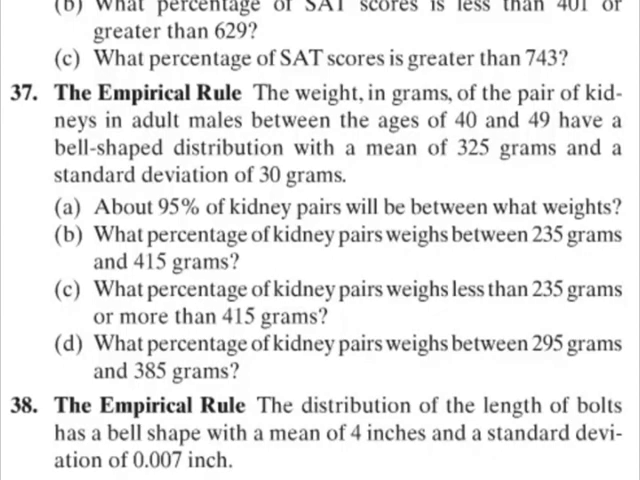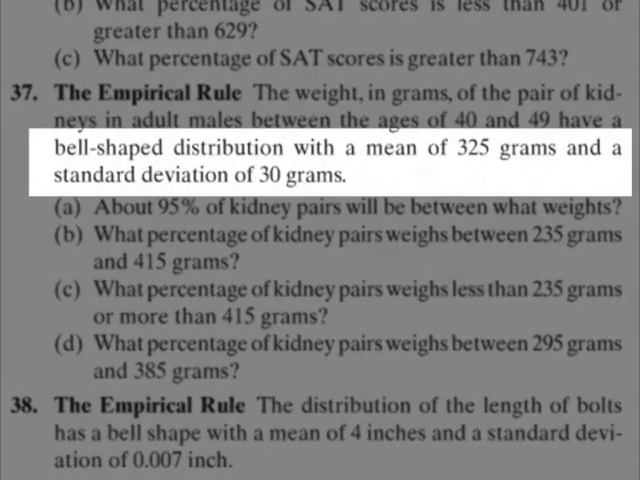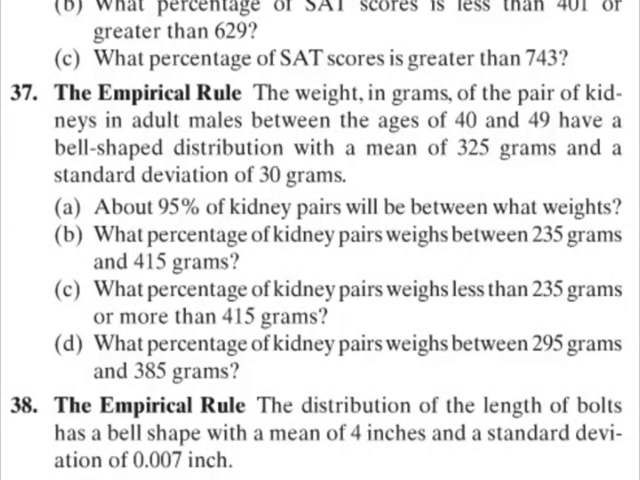A pair of kidneys in adult males between the ages of 40 and 49 have a bell-shaped, symmetric distribution, with a mean of 325 grams and a standard deviation of 30 grams. So this is probably good information for health professionals, right? Doctors, if your kidneys are too large or too small to be healthy for whatever reason. So that's good stuff.